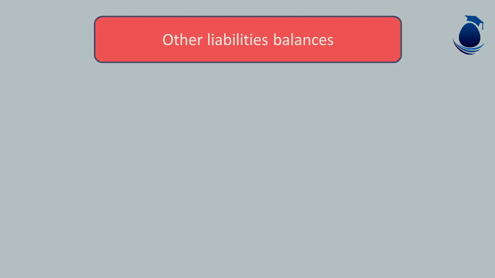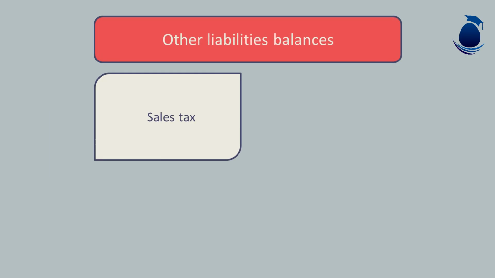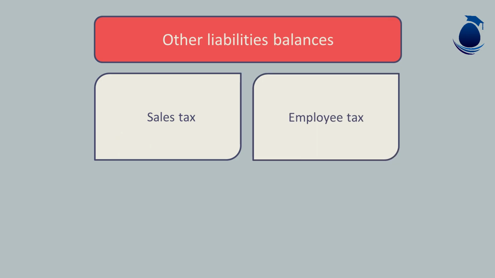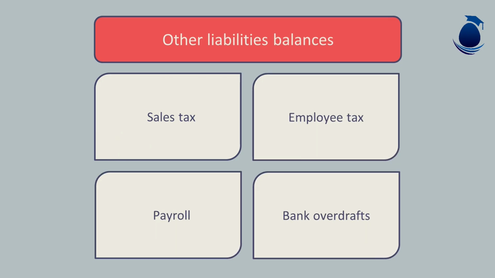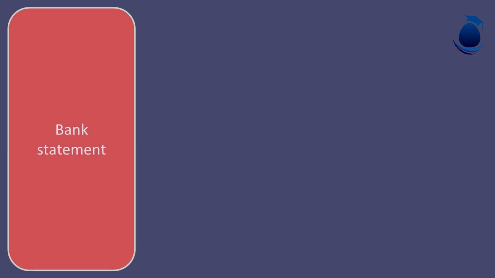Other liability balances include sales tax, employee tax, payroll, and bank overdrafts. For each of these, there is a piece of external evidence that can help verify the balance in the financial statements. The bank statement.